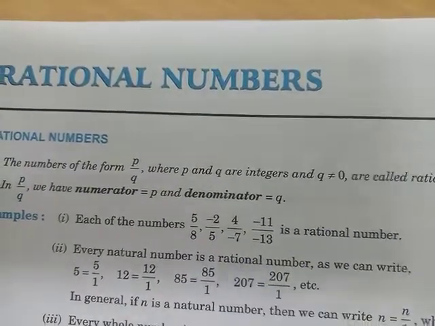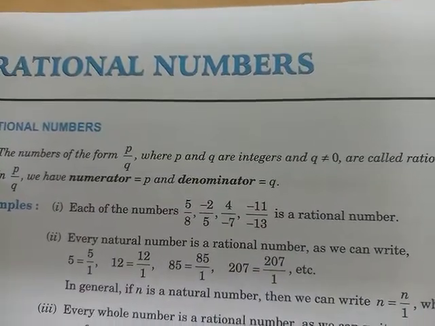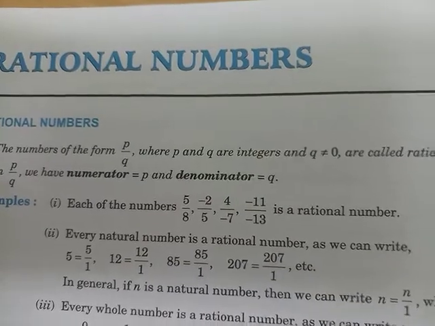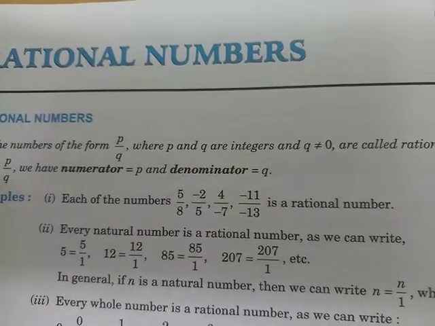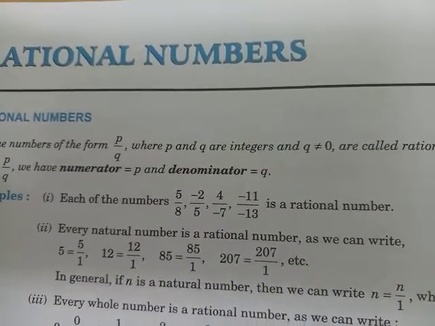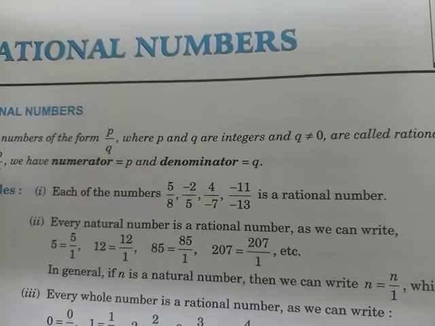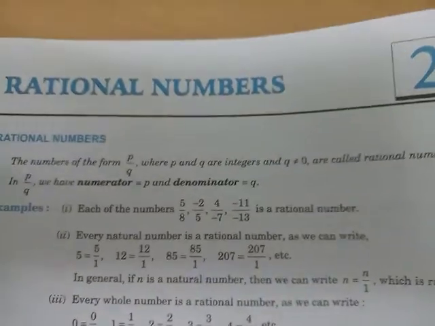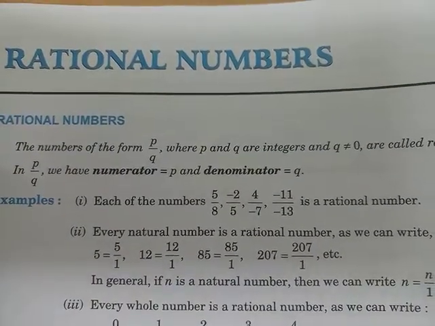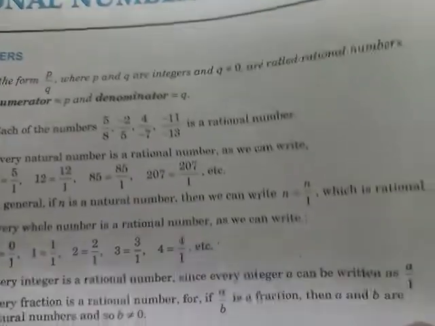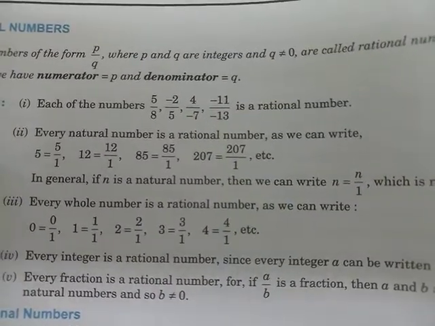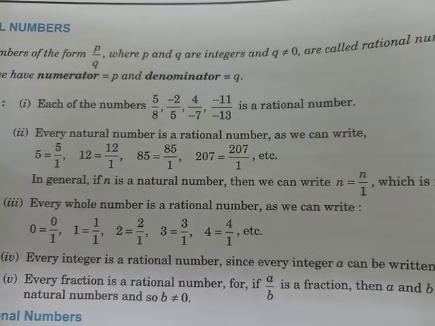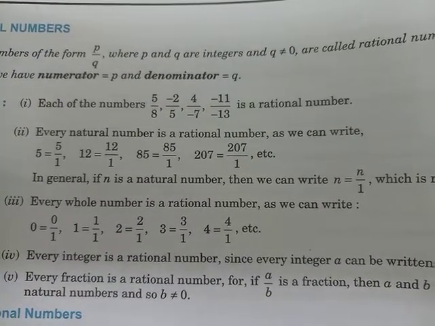What does it mean? Any number in the form of a fraction where numerator and denominator both are integers, and in any circumstances q, that is the denominator part, cannot be equal to 0, is called a rational number. Okay students, we have examples of rational numbers: 5 by 8, minus 2 by 5, 4 by minus 7, minus 11 by 3, and so on.